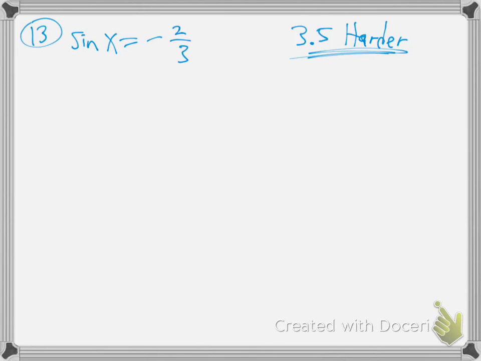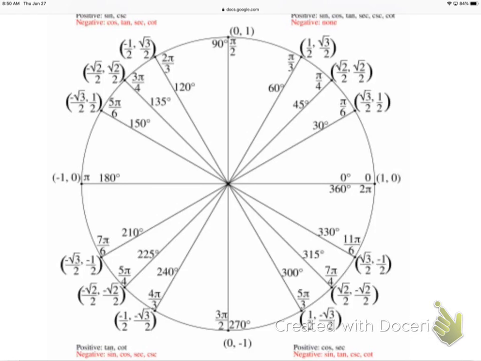Negative 2/3 is not one of our memorized values, is it? It's not. If you go to the unit circle, here, I'll go to the unit circle real quick. We're not going to find it there. I mean, you probably already know. It's kind of a silly exercise, but I'll do it nonetheless. There it is. So you're not going to find negative 2/3, right?